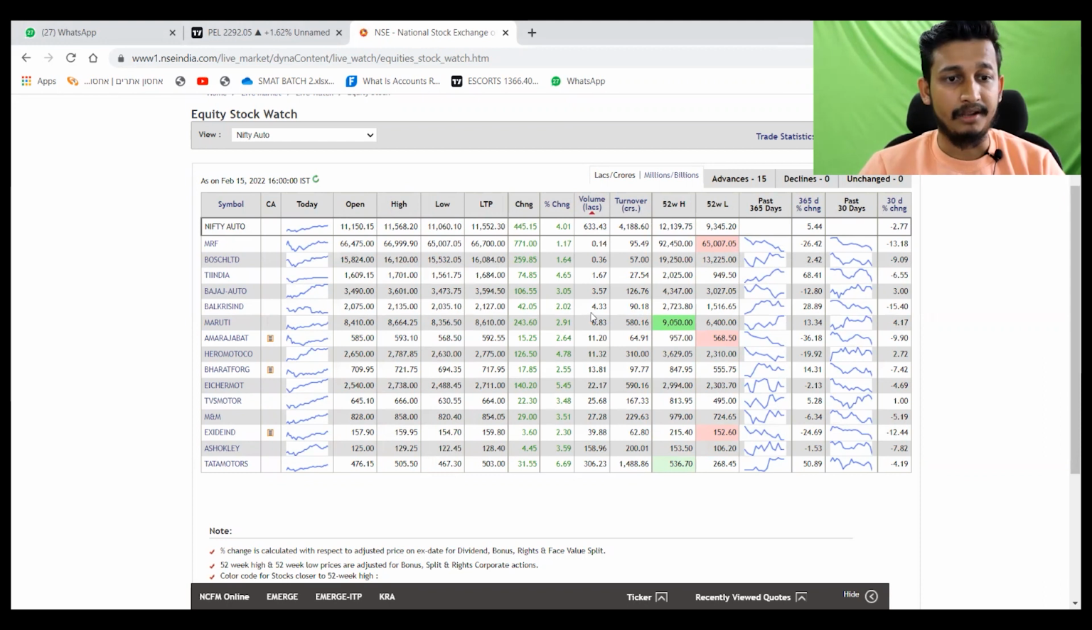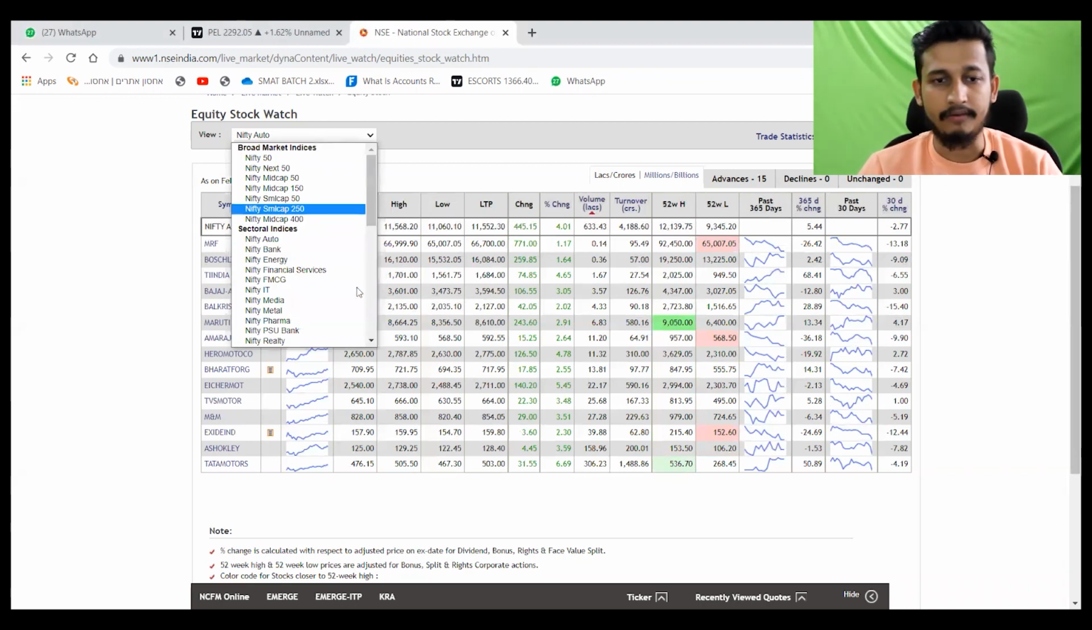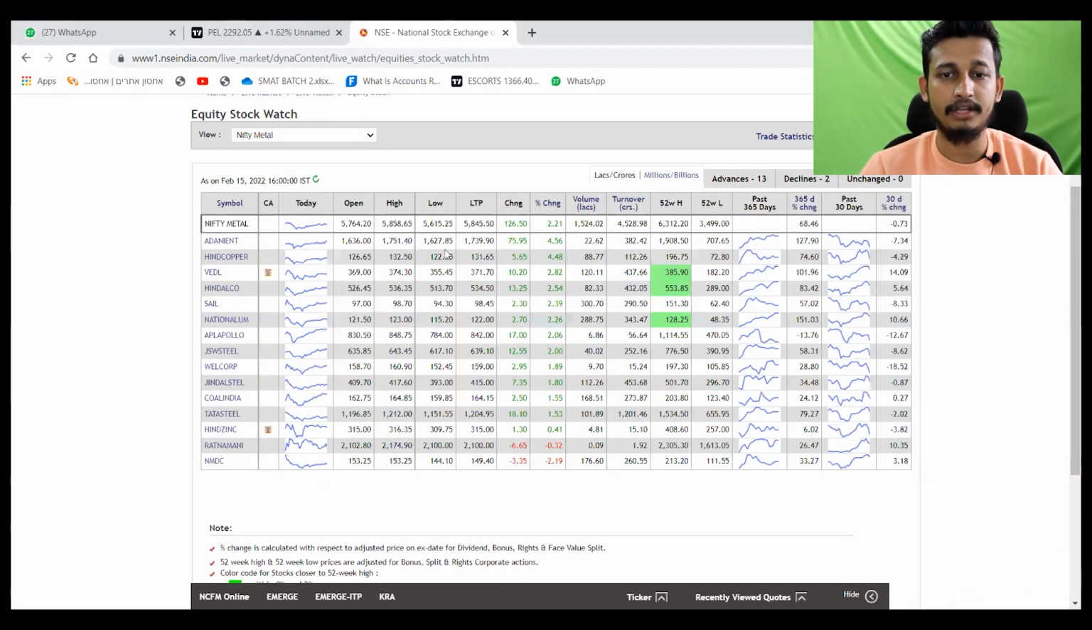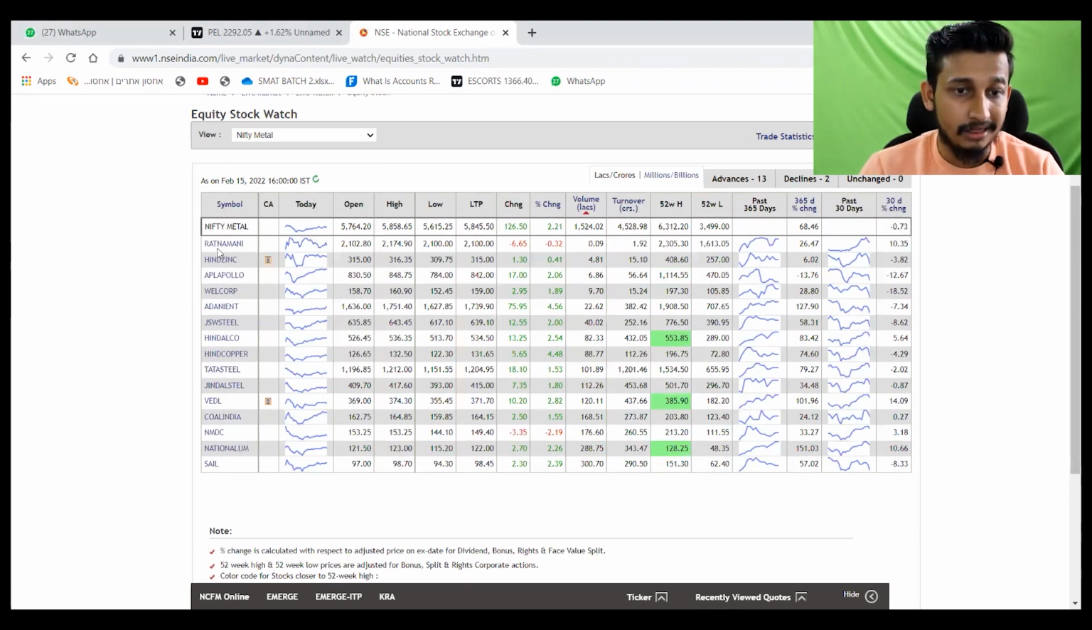Okay, then Balkrishna Limited, Maruti, Amar Raja, all these stocks you can choose for the intraday. First thing, choose one stock from different sectors. Let's say Nifty Metal, you can choose any of these stocks according to the volume. Do not choose this particular Ratna Mani. Apart from that, any of these stocks you can choose.